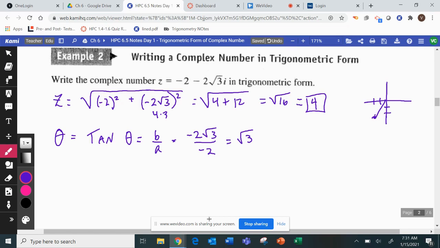I do not know why the book would choose radians versus degrees. I will have to find out that information after I'm done recording this video, but they chose radians. So they chose to find the theta. It's a 60 degree reference angle. So in this quadrant, it would be 4 pi over 3. So there's our theta.